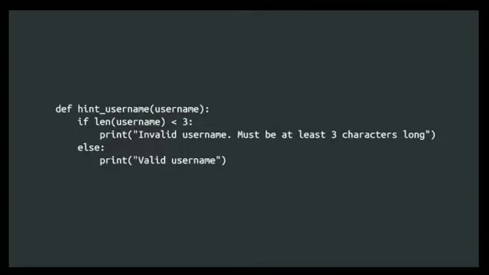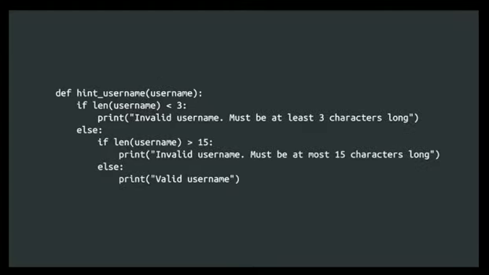Now, what if your company also had a rule that usernames longer than 15 characters aren't allowed? How could we let the user know if their chosen username was too long? We could do it like this. In this case, we're adding an extra if block inside the else block. This works, but the way the code is nested makes it kind of hard to read.